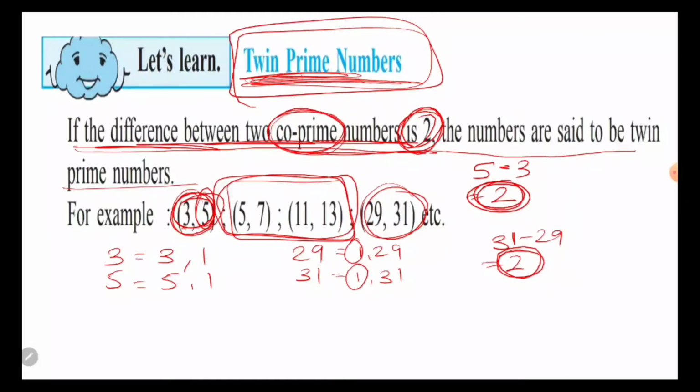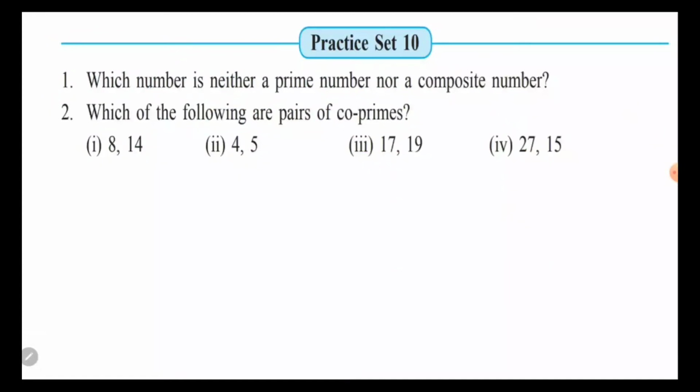Okay, next is your practice set. Now practice set 10. Okay, which number is neither a prime number nor a composite number? Okay, so I have told you that, what is the answer? Answer is 1.